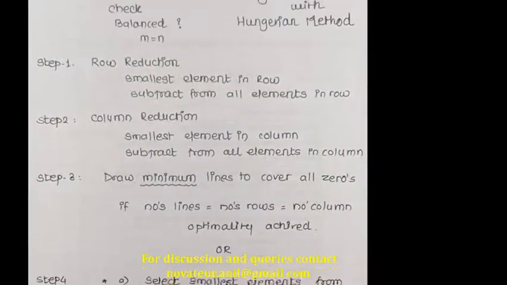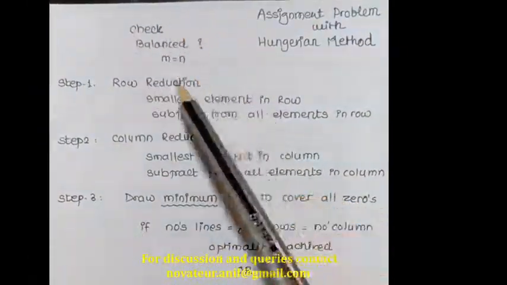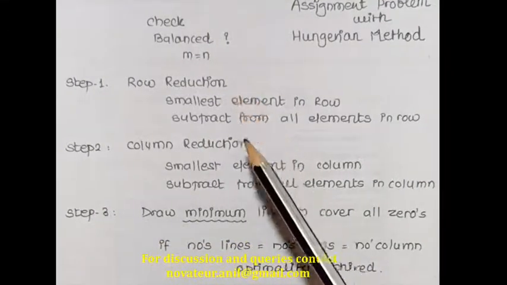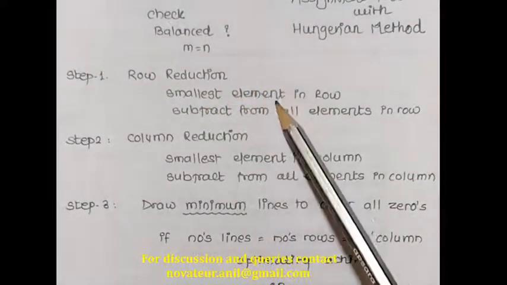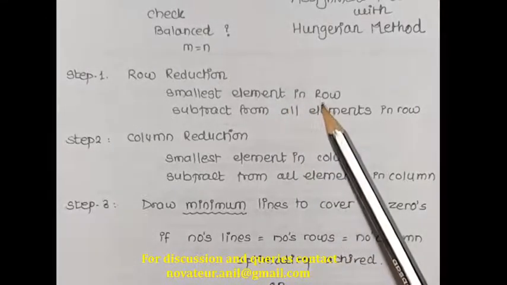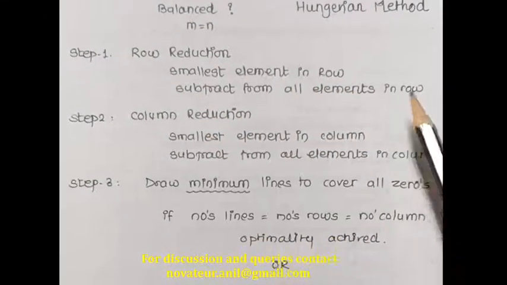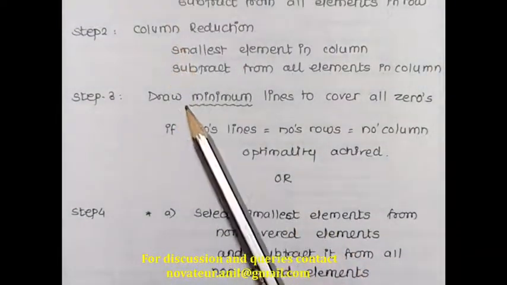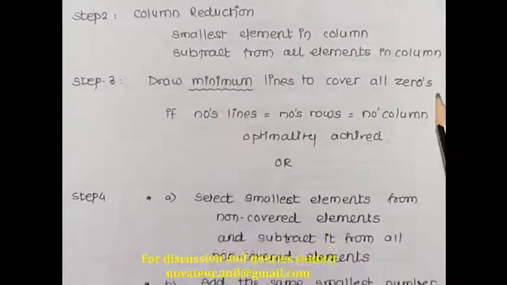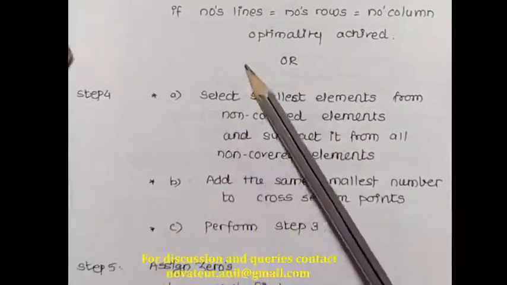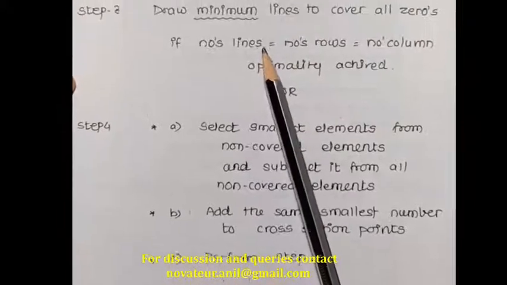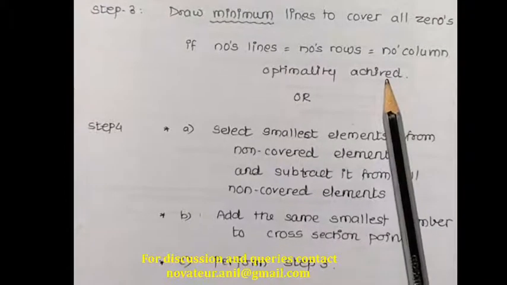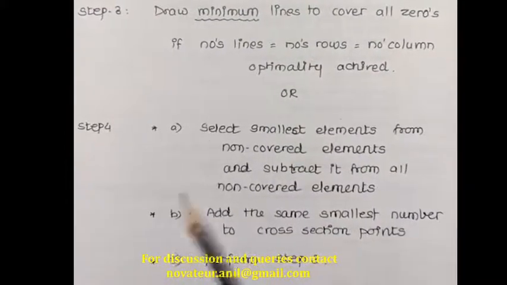with the Hungarian method when the problem is balanced. First, perform the row reduction. Second, perform the column reduction. The method is similar: identify the smallest element in each row or column and then subtract it from the rest of the elements. In step 3, once row and column reduction is done, draw minimum lines to cover all the zeros, and if the number of lines used to cover the zeros is equal to the number of rows and columns, then optimality is achieved. If it is not, then you have to go for another procedure.